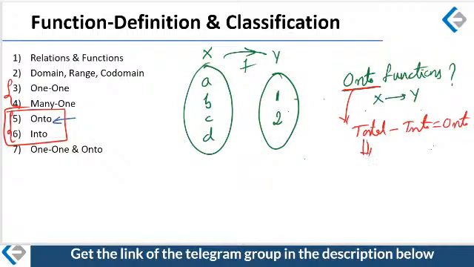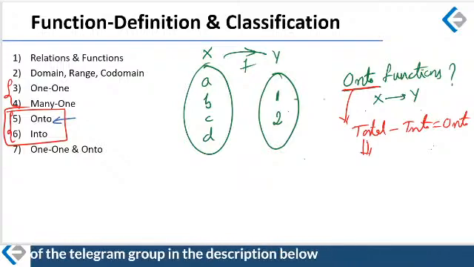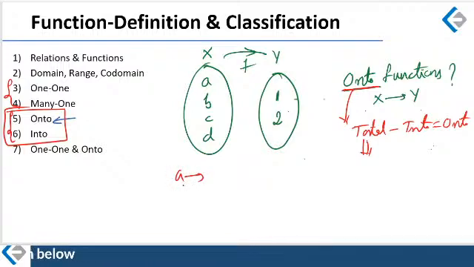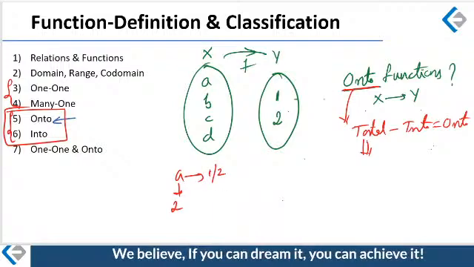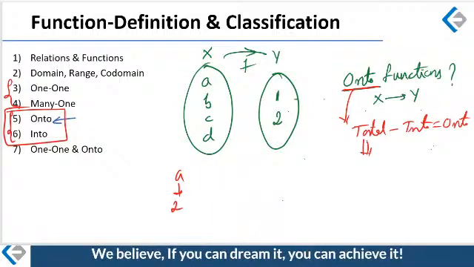All right, how many total functions are there? Now look at this. A can be engaged in how many ways? Two ways. Why? Either it can be engaged with 1 or 2. Similarly, B can be engaged in two ways. The element C can be engaged in two ways. The element D can be engaged in two ways. Therefore, together, totally how many?